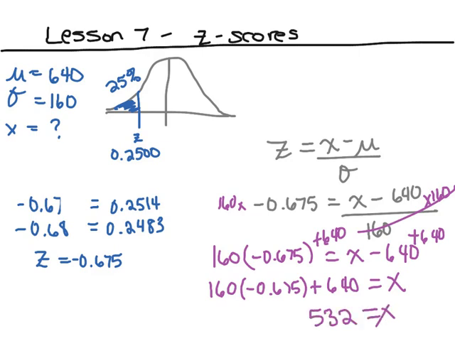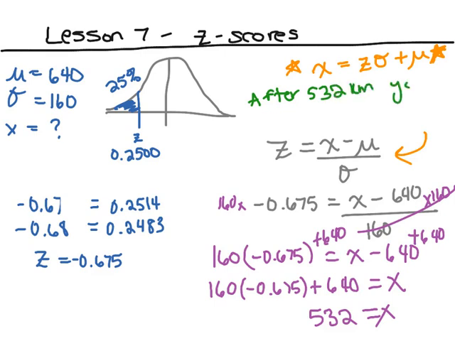So if you want to make a note of it, the formula, once you've manipulated to find your X, is Z times your standard deviation plus your average. So I just made a little note of that on my page. You can always solve for X, though, using your original formula. So what this 532 means is after 532 kilometers, you change your shoes. So that would be right here. This is 532 km.